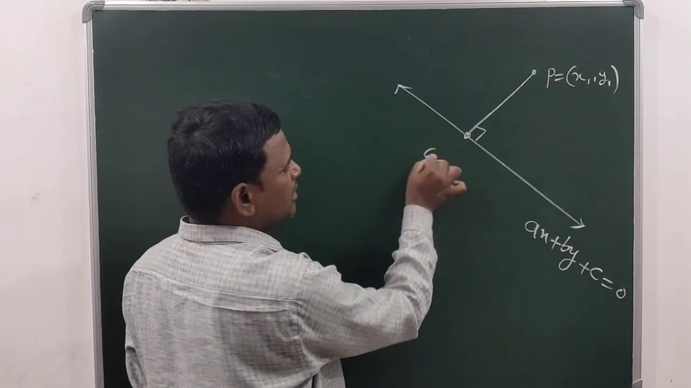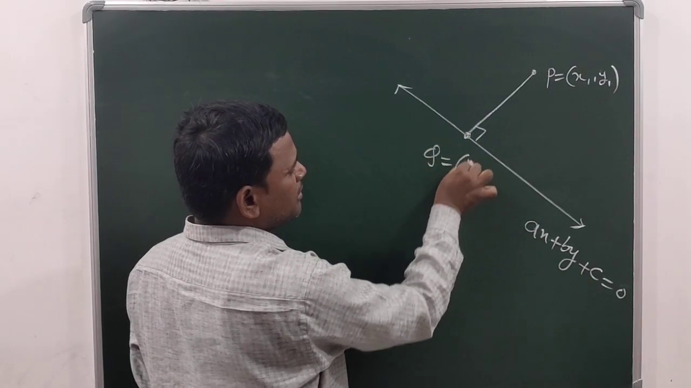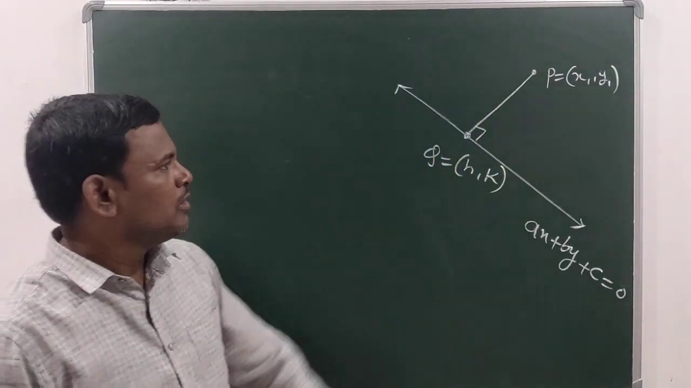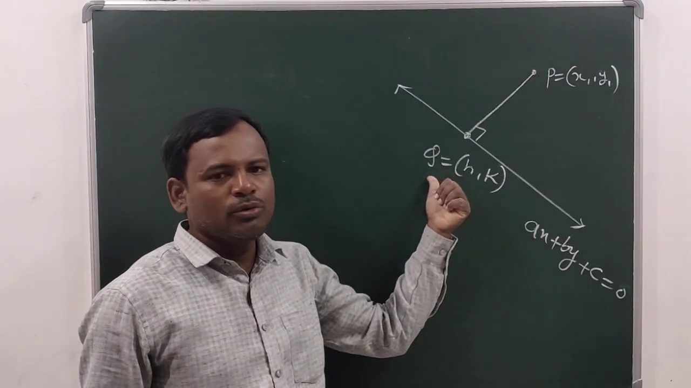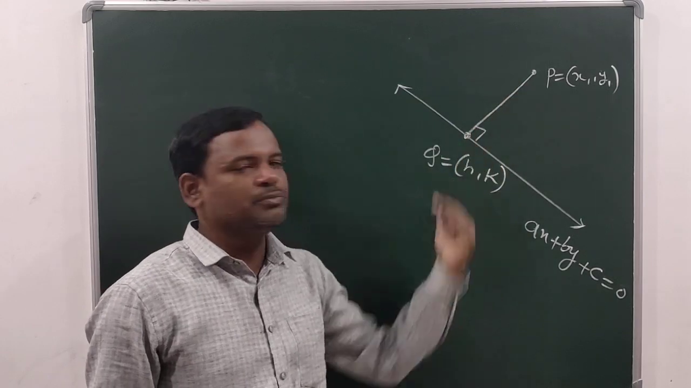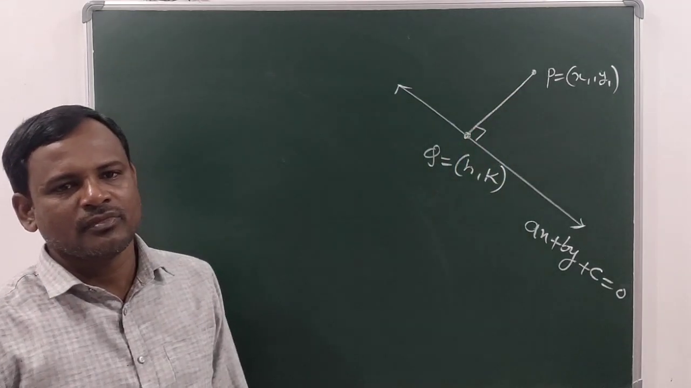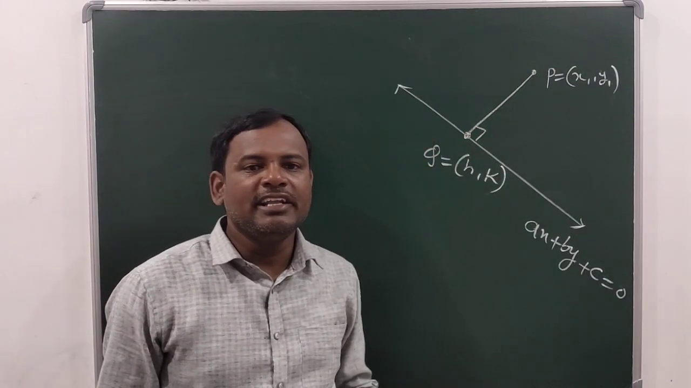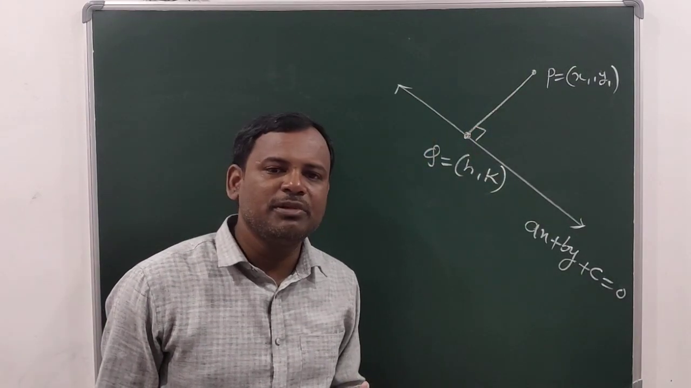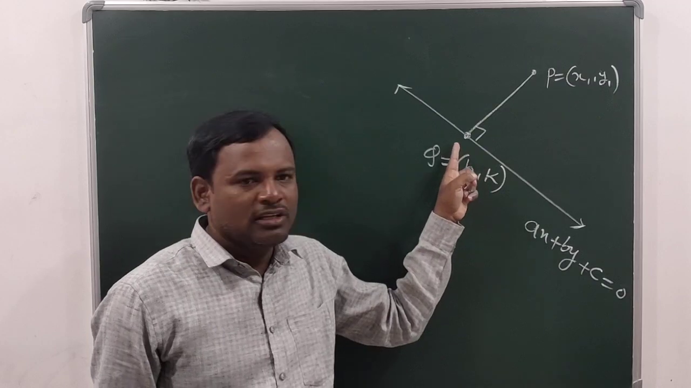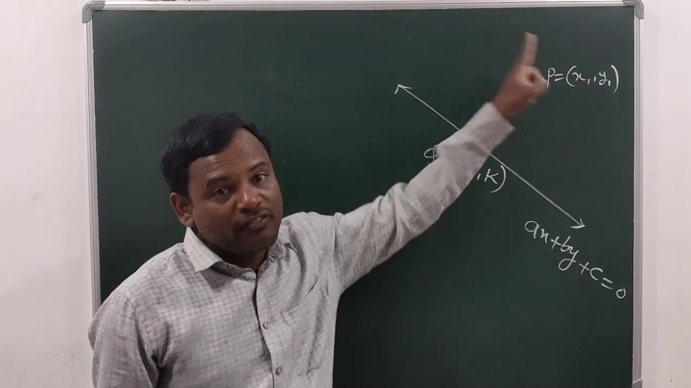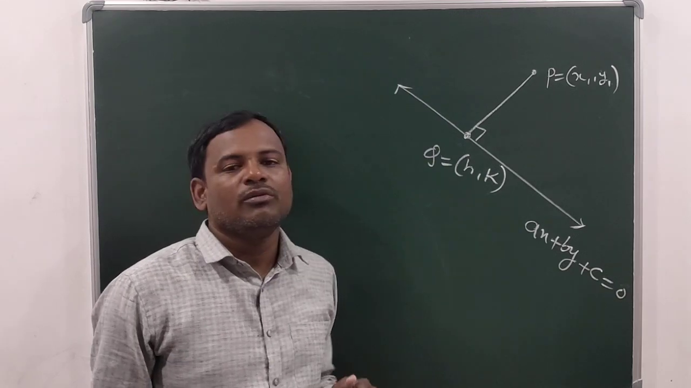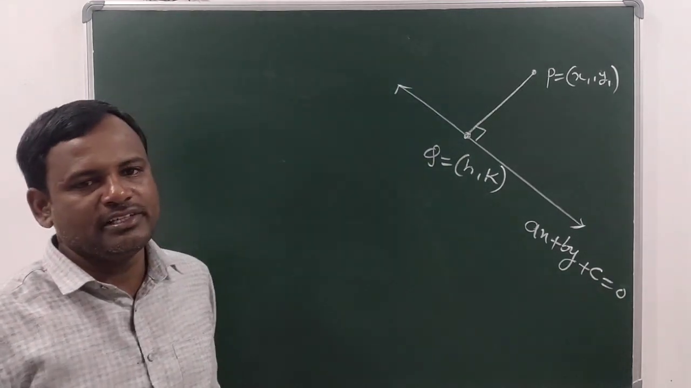That is called our required point. Say it as the foot. What is Q? Foot of this perpendicular. So this PQ is making a 90 degree angle with the line ax + by + c = 0. Hence, this Q is called the foot of this P. Now, let us find Q's coordinates.